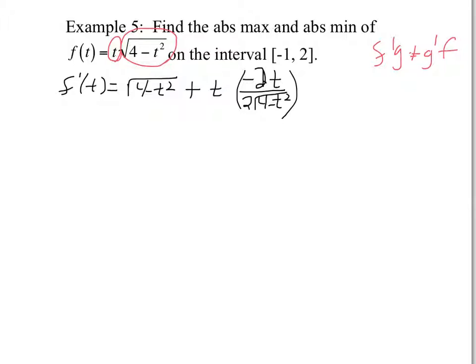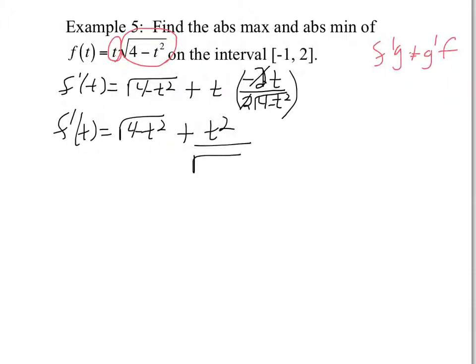All right, I'm going to go ahead and do some simplifying here, and then I'm going to interpret all of this. So we can reduce these 2's. And we would have f prime of t equals the square root of 4 minus t squared plus t squared over the square root of 4 minus t squared.